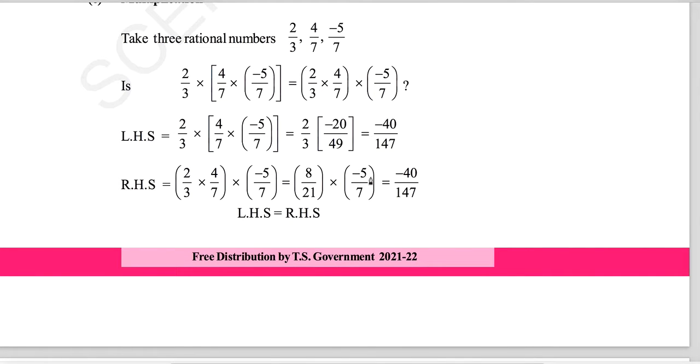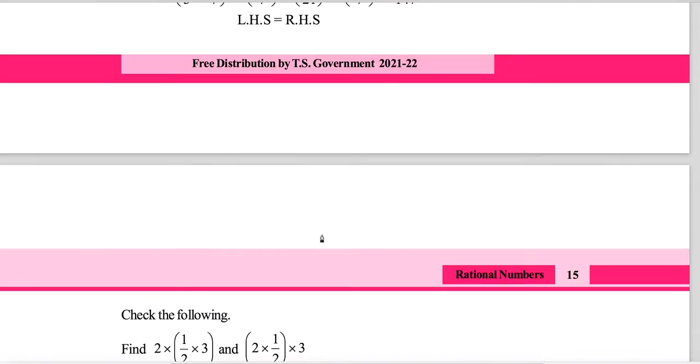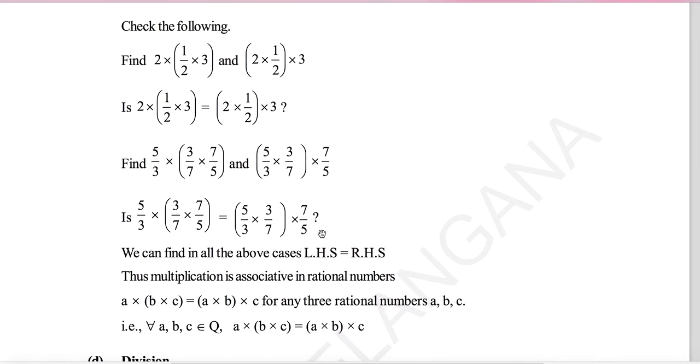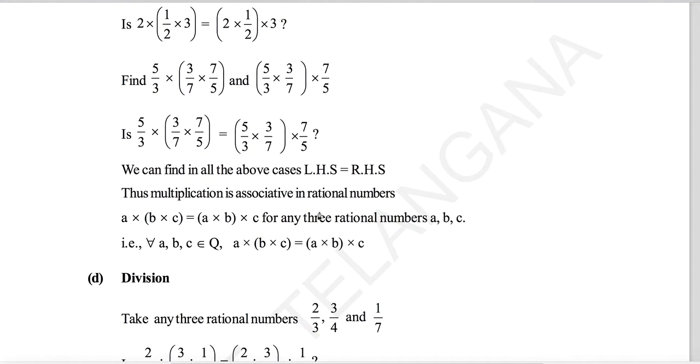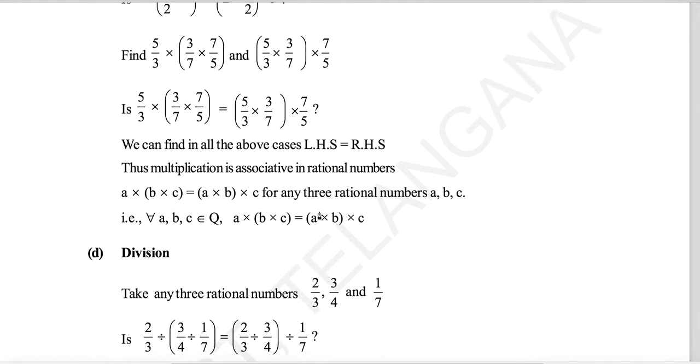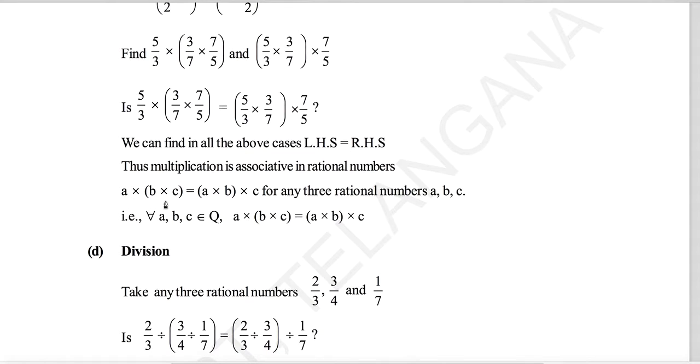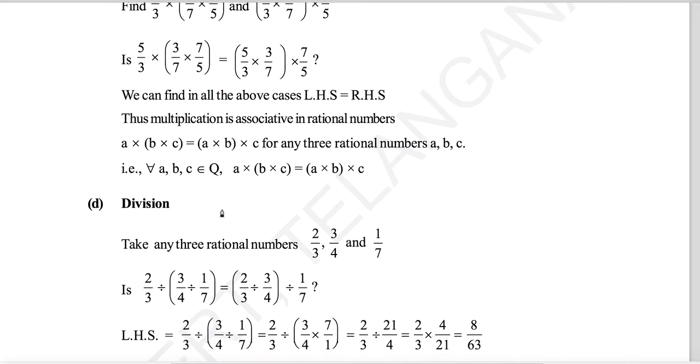That you can easily verify that LHS is equal to RHS. So this satisfies associativity in rational numbers. That is, (a × b) × c equals a × (b × c) for any three rational numbers a, b, c. So for all a, b, c belonging to Q, (a × b) × c equals a × (b × c).